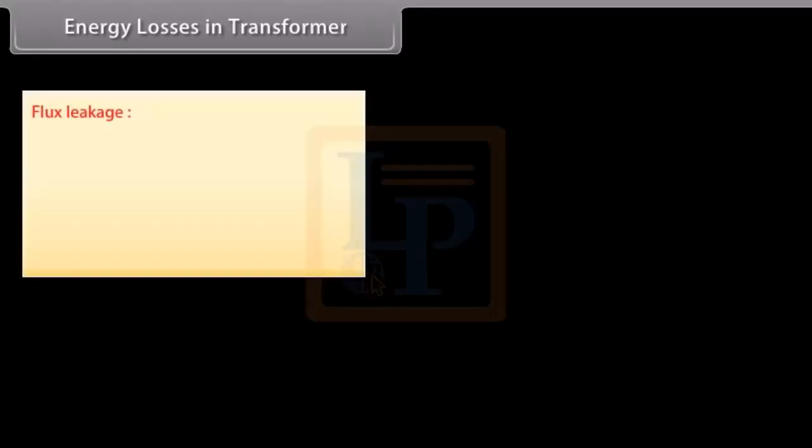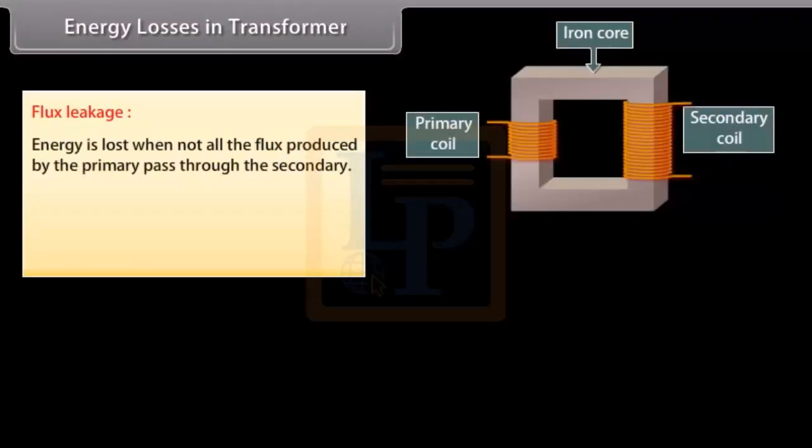Energy losses in transformer. There are some energy losses in a transformer as follows. Flux leakage. Energy is lost when not all the flux produced by the primary passes through the secondary. This loss can be reduced by winding the primary and secondary coils one over the other.